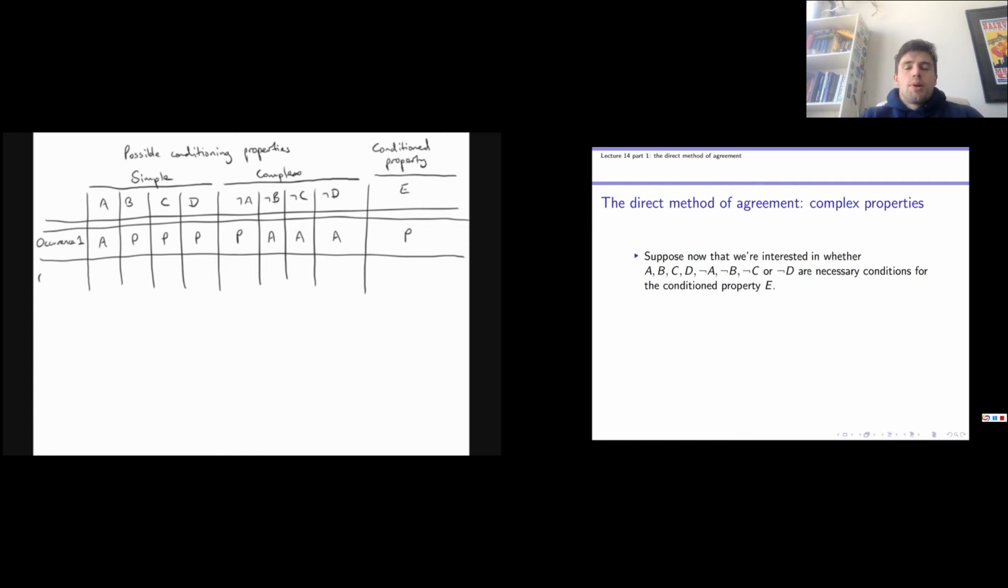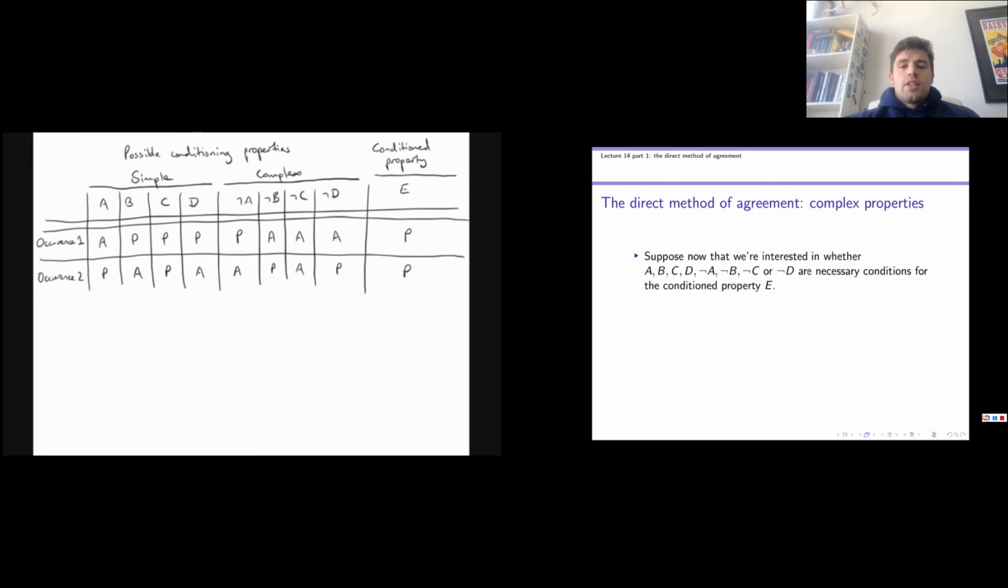And similarly, suppose we record another series of observations as occurrence 2, in which we have A is present, B is absent, C is present, and D is absent, and where E is also present. Then using what we know about presence tables for negations again, we know that not A is absent, not B is present, not C is absent, and not D is present. Now suppose in this case that these are the only two occurrences we record.